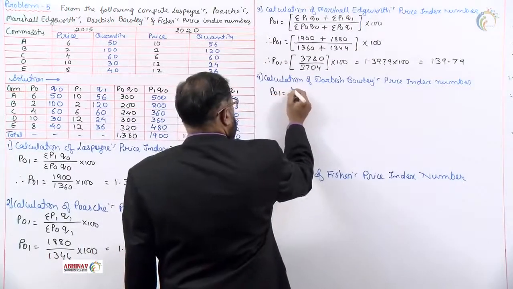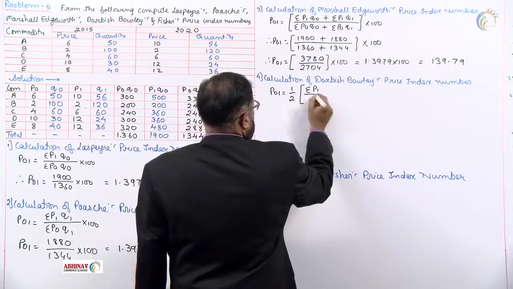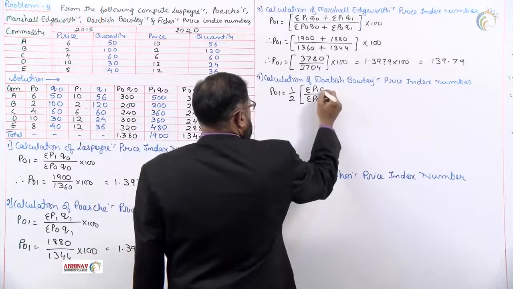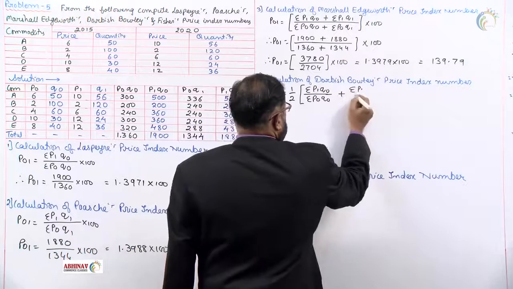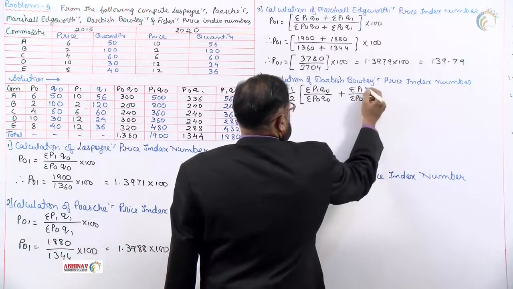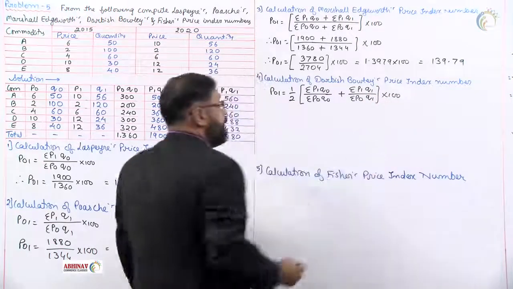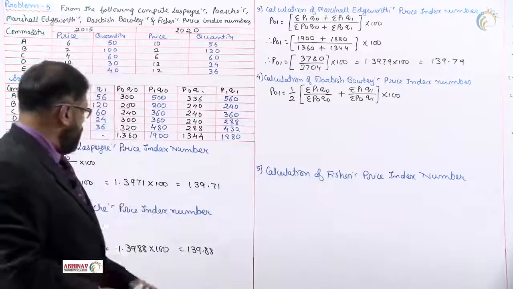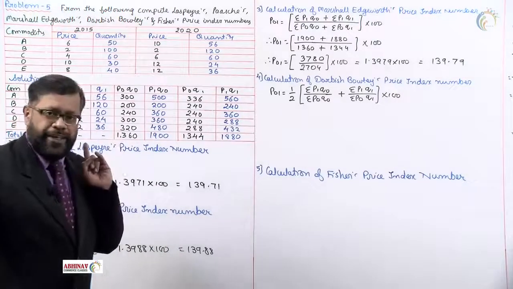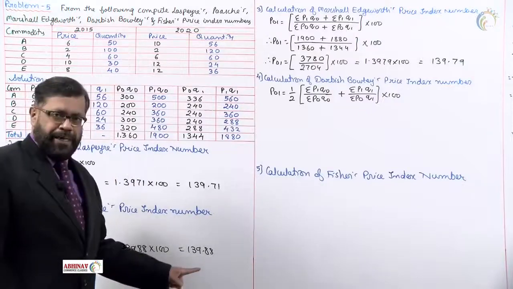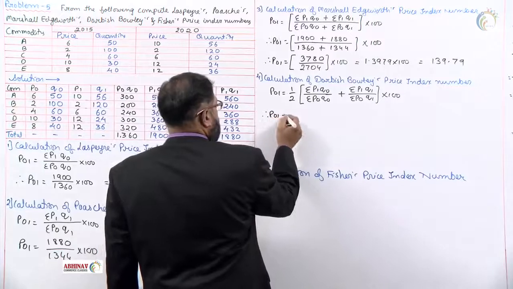P01 is equal to half of Laspeyres' formula. Always when you write the formula, multiply with the quantity of the base year here, plus Paasche's formula, multiply with the quantity of the current year. This is into 100. If you take it up directly, Laspeyres plus Paasche into half, into 100 is not done because it is already multiplied by 100. Now, substitute the values again.